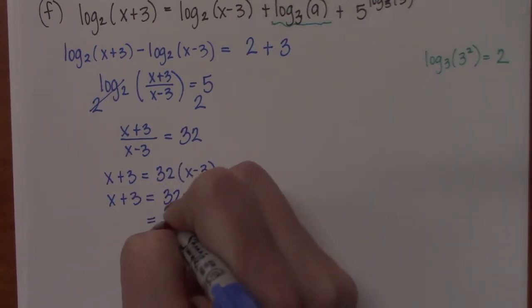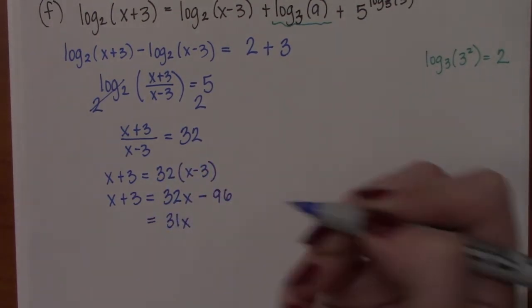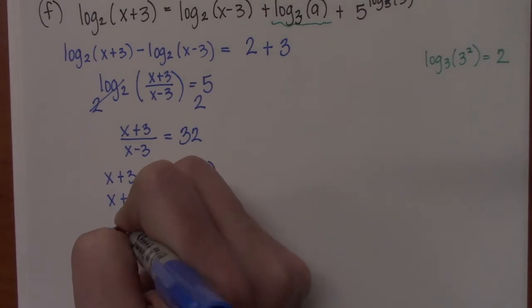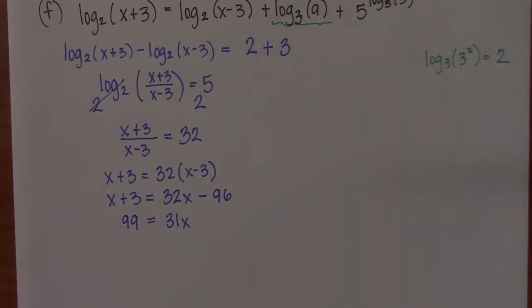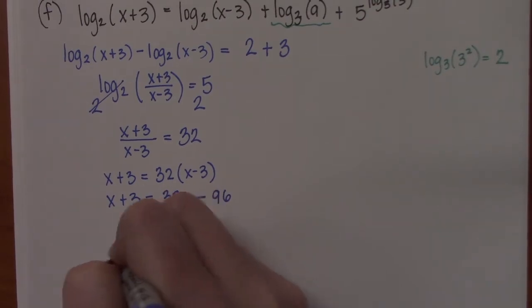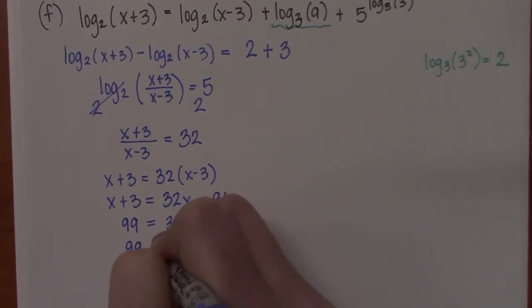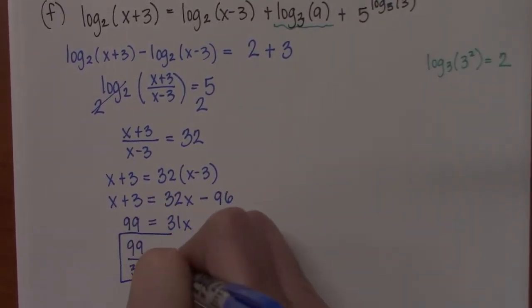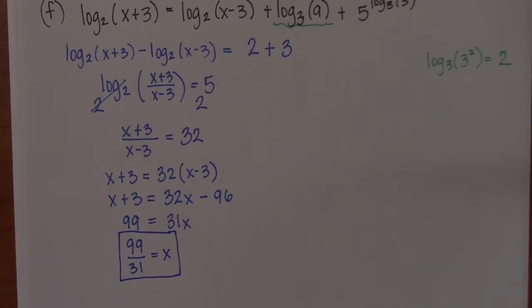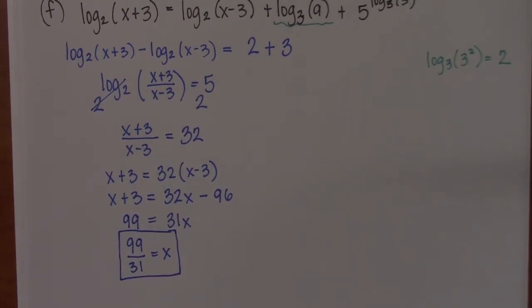And so subtracting x from both sides gives me 31x. Adding 96 to both sides gives me 99. And then when you divide 99 by 31, I don't think that's pretty. So I think you're just stuck. And that's definitely a number bigger than 3, so we're okay.